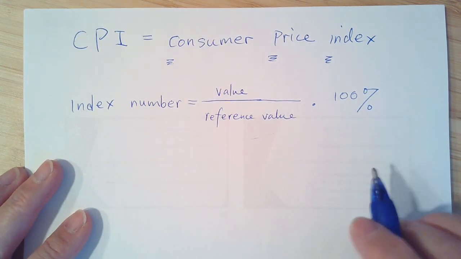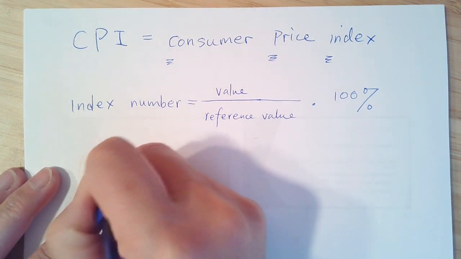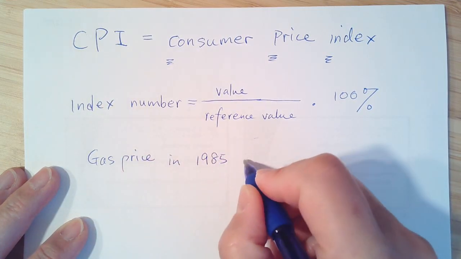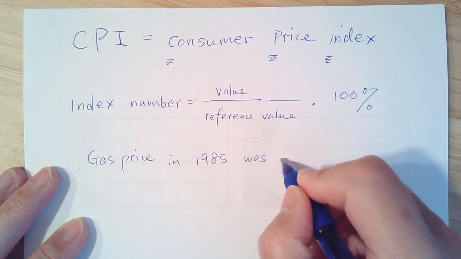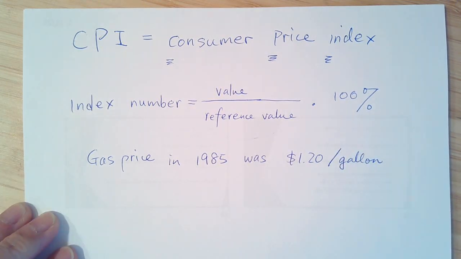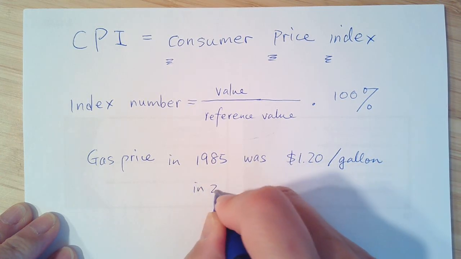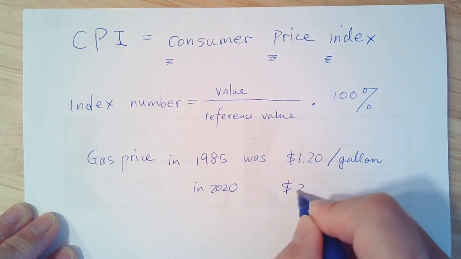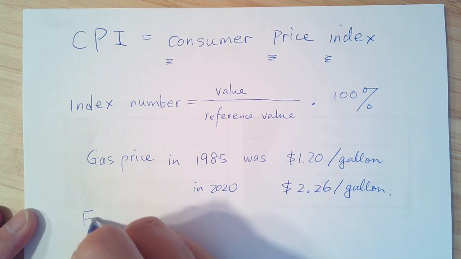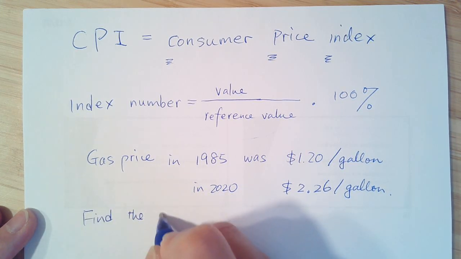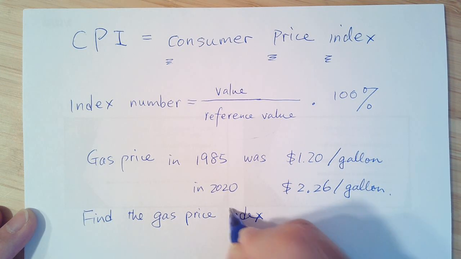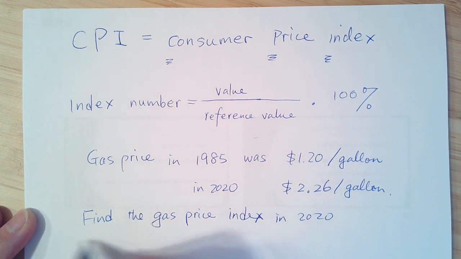Now for example, gas price. In 1985, the gas price at that time was $1.20 per gallon. That's a price. And then in 2020, it's $2.26 per gallon. I ask you to do this: find the gas price index in 2020. How do you find it?